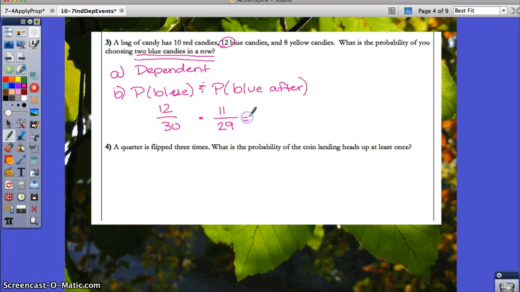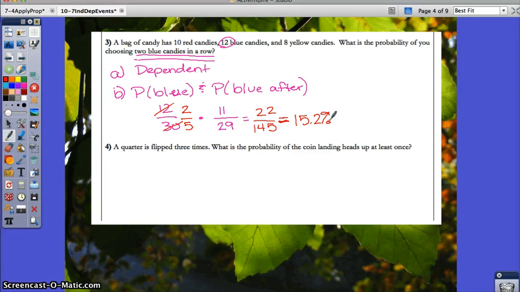29. Perfect. Before you multiply, I like to simplify. So 12 and 30 can be simplified down. I would keep your work neat though. You can take out a 6 and you'd have 2 over 5 instead. That's a little nicer. 2 times 11 is 22. 5 times 29 is 145. And this is what percent? Go ahead and type it in on your calculator. 15.2%. Nice. Okay, let's try number 4.